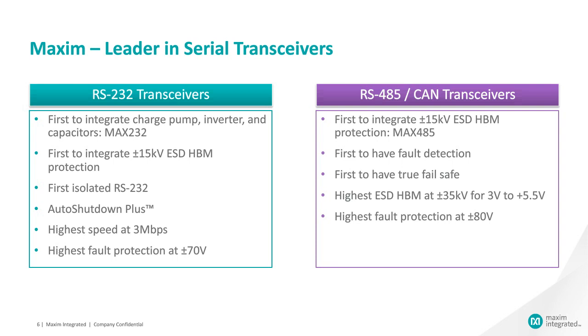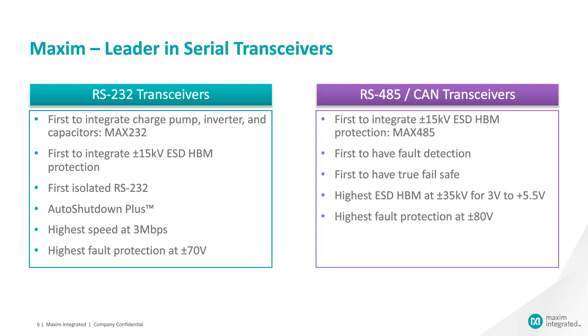We had the first isolated RS-232 transceiver, as well as incorporating an auto shutdown plus feature, which basically shuts down the device and draws only 1 microamp of current when there's either no activity on the receiver for more than 30 seconds or if the cable was actually disconnected for more than 30 seconds. Maxim also offers the highest speed RS-232 transceiver at 3 megabit per second, as well as the highest fault protected RS-232 transceiver rated at plus or minus 70 volts.